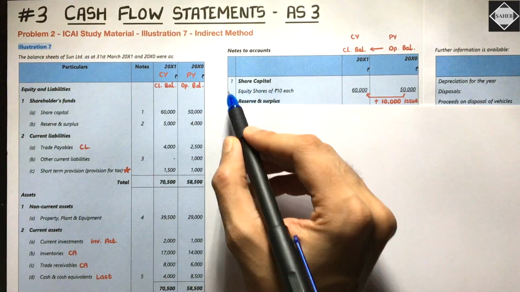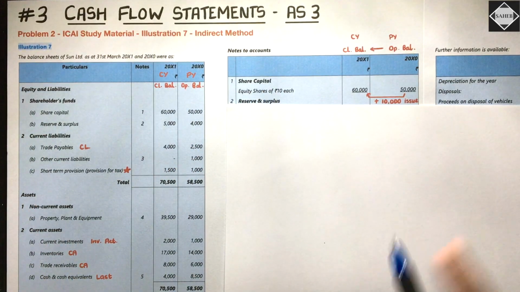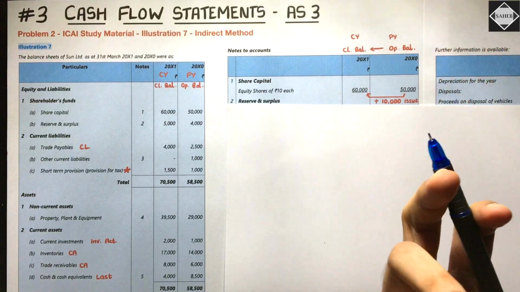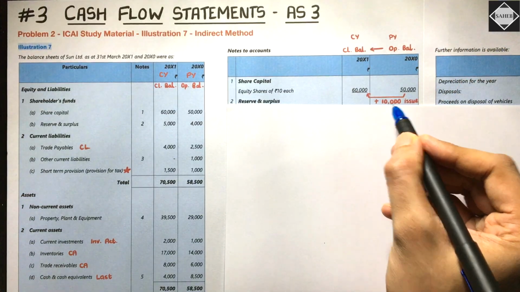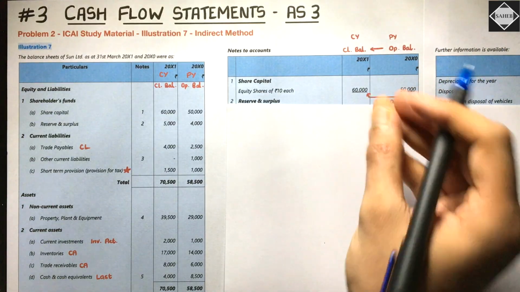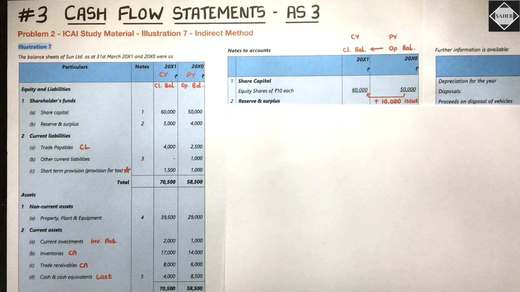So what are you going to do about this issue of shares? It's really simple. It's a financing inflow of cash, so you will just add it in financing activity as proceeds from issue of share capital. Is that clear?